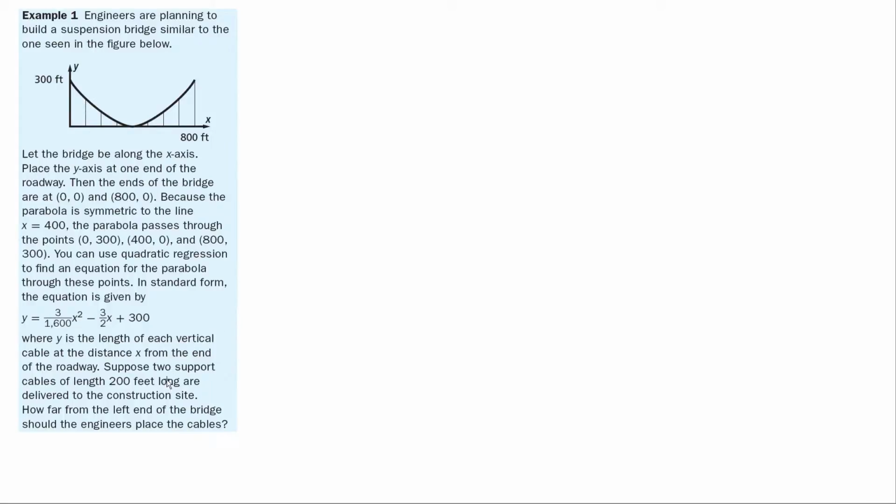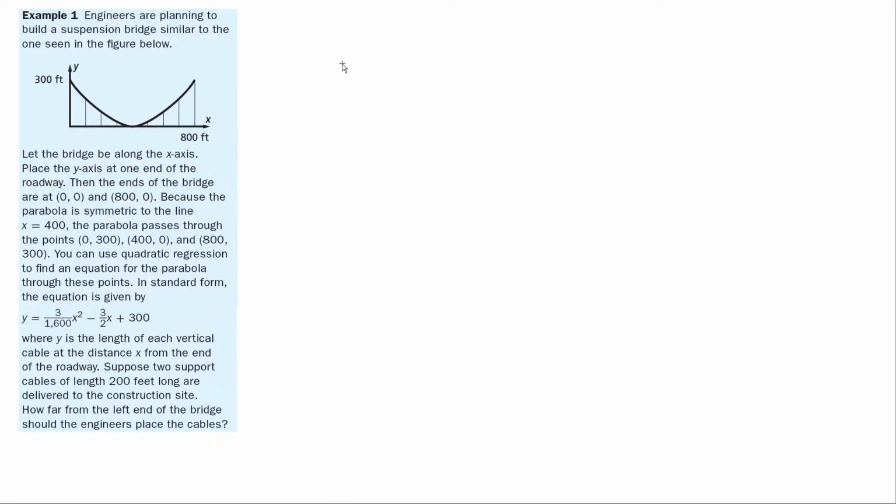Suppose two support cables of length 200 feet are delivered to the construction site. How far from the left end of the bridge should the engineers place the cable? Well, if we were to draw a graph of this and draw a line for y equals 200, we'd see that indeed it would cross this catenary, our parabola, at two different spots. We can use the information from this calculation to figure out where those spots are.